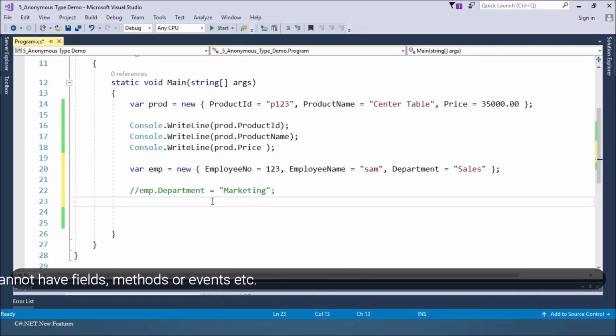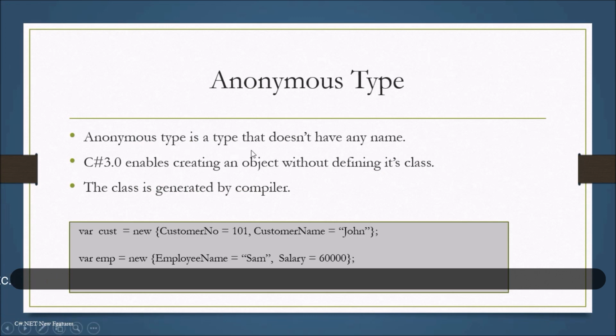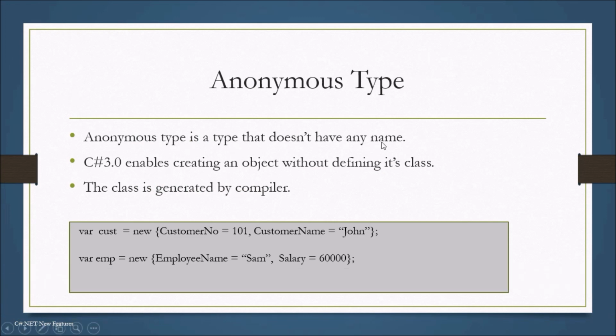So I hope this feature is clear. Anonymous type is a type or a class that does not have any name and it contains public read-only properties. It cannot contain other members like fields, methods, or events. C# 3.0 enables you to create an object without defining its class. The compiler will generate this class on the fly. Syntax of creating anonymous type: we use the new keyword along with object initializer syntax, and we use the var keyword to hold the reference of it. So I hope this is clear.